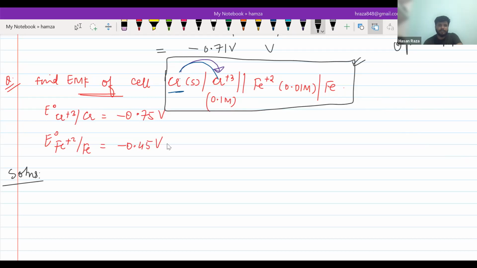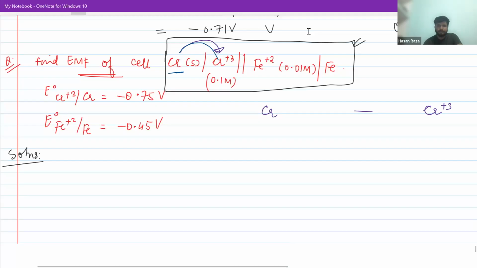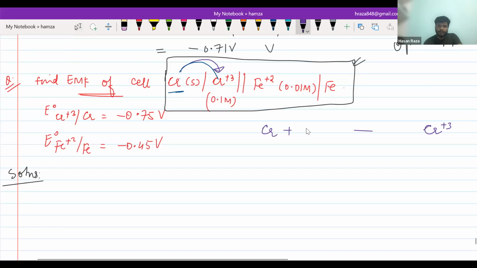Yes, it is Cr plus 3, sir. But you can see now, you have written the equation 2Cr plus 3 Fe. Okay, typing error. So you are going to write the reaction as Cr going into Cr plus 3, and Fe plus 2 going into Fe.